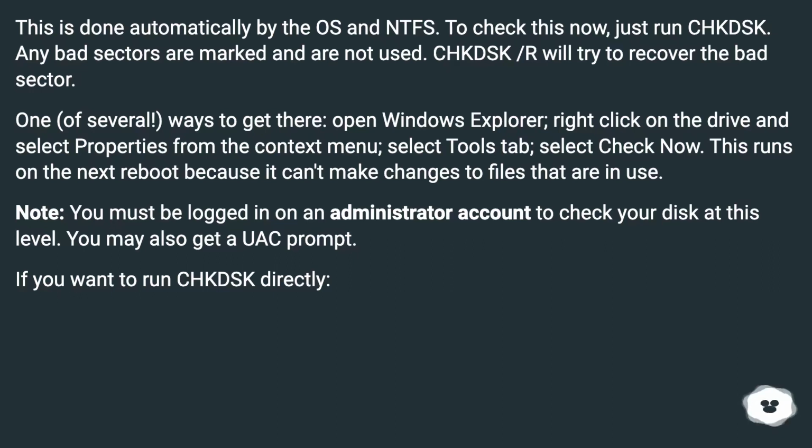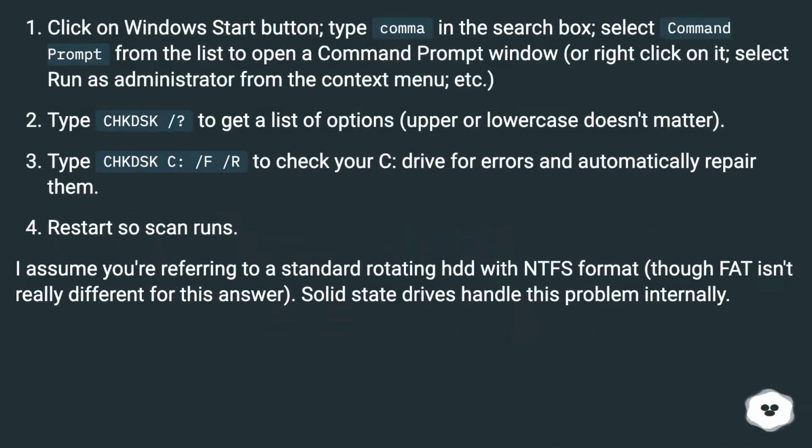If you want to run chkdsk directly, click on Windows Start button, type cmd in the search box, select Command Prompt from the list to open a command prompt window, or right-click on it, select Run as Administrator from the context menu, etc. Type chkdsk /? to get a list of options, upper or lowercase doesn't matter. Type chkdsk c: /f /r to check your C drive for errors and automatically repair them. Restart so the scan runs.